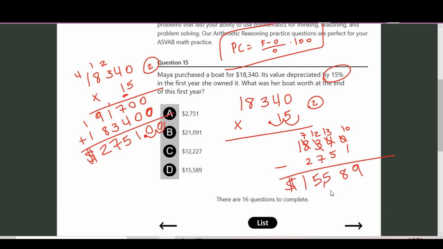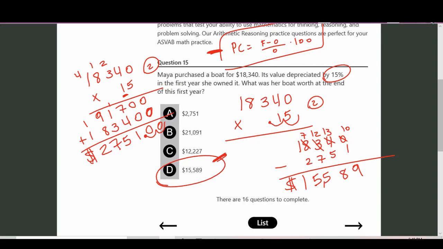So we can see that after depreciating in the amount of 2,751 over the course of a year, her boat would now be worth $15,589, which is right there. If you wanted to plug it into this formula, it would absolutely work, but it would be a lot more work. So just bear in mind that this formula will always work. You can take a look at that video I created to see that that is in fact the case. But in this case, we know that we're just taking 15% away from 18,340, and the math's fairly simple to do.